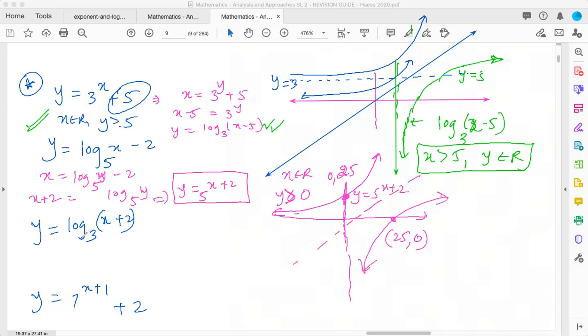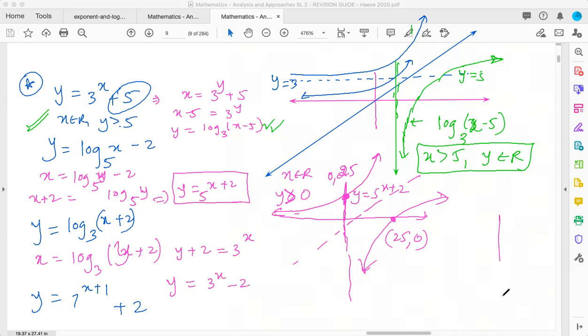Now the third one is log to the base 3 of x plus 2. If you wish to find the inverse, the x plus 2 to the base 3 is y. So y plus 2 is equal to 3 to the power x, and y equals 3 to the power x minus 2.